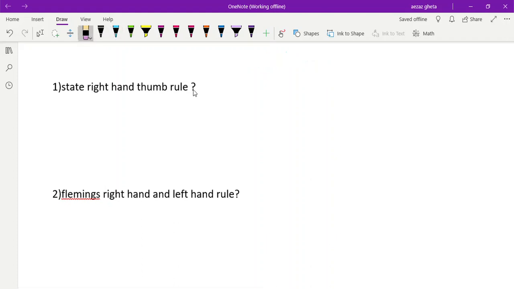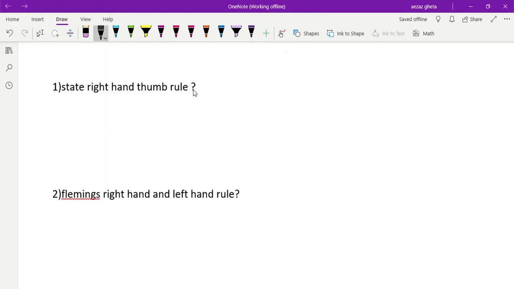Let us start. The first question: state the right hand thumb rule. See, what is the right hand thumb rule? This rule states that you hold a current carrying conductor in such a way that the thumb points in the direction of current, and the fingers which encircle the conductor give the direction of magnetic field lines.